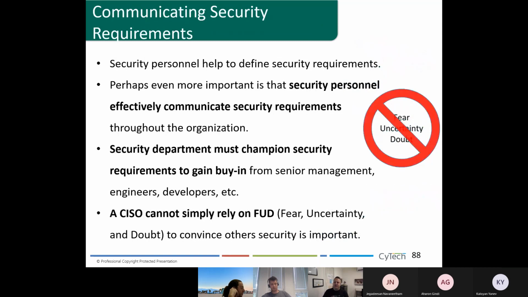However, with all these requirements, one thing that we don't want to do, and this is something that CISSP doesn't like when you do it in your exam, is to take the FUD approach. FUD stands for fear, uncertainty, and doubt. Let me give you an example. You want to create user awareness.